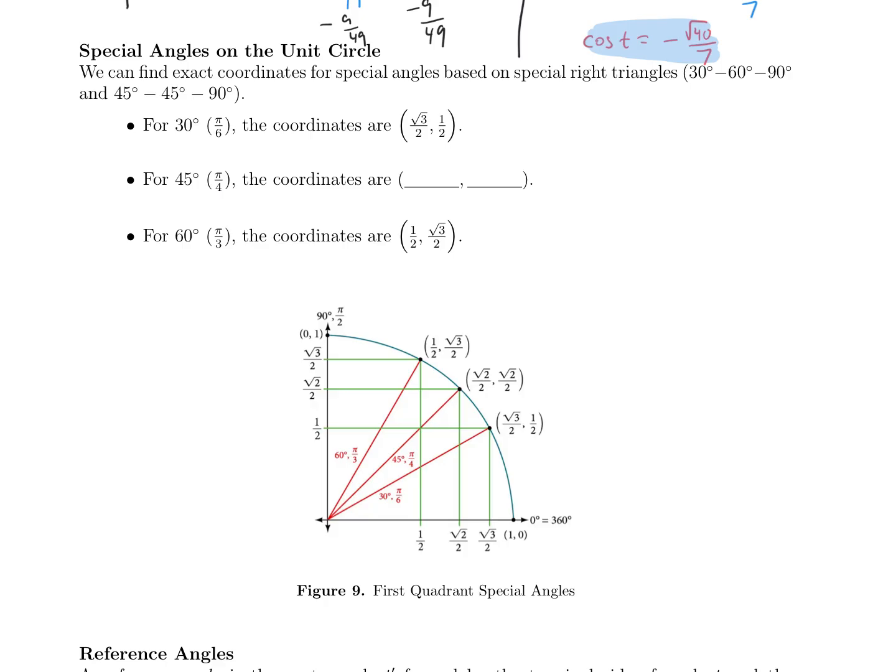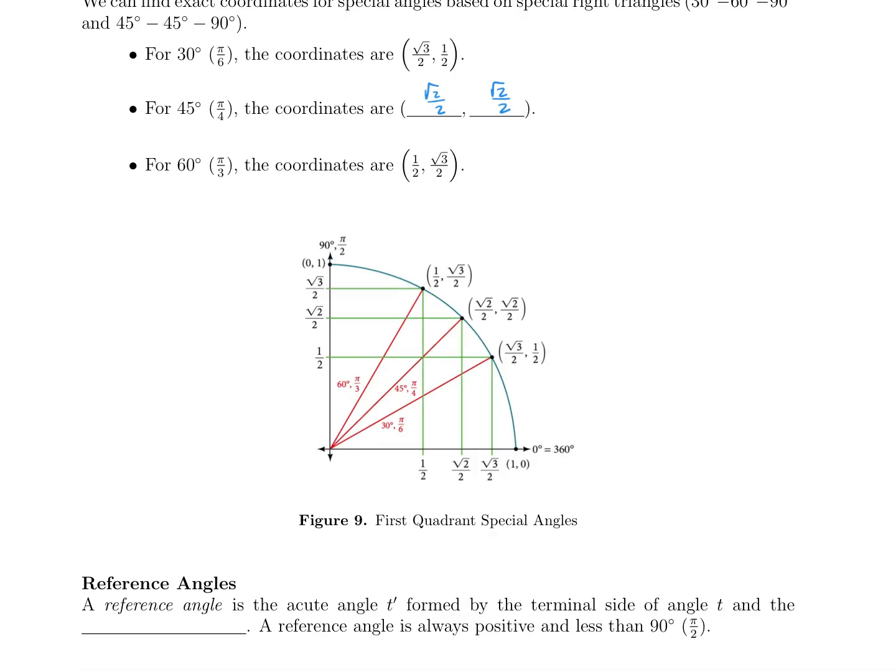For 45 degrees, or pi over 4, that would be this angle. Here are the coordinates, so we can write those in as square root of 2 over 2, square root of 2 over 2. And over time, you're going to really come to memorize these because you're going to see them so often when you're looking at the unit circle. These are the coordinates that you're going to see quite frequently. For 60 degrees, that would be over here, which is equivalent to pi over 3. The coordinates are 1/2 comma radical 3 over 2. Okay, let's keep moving on.